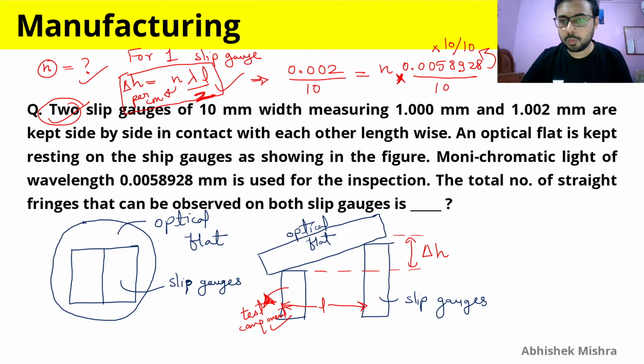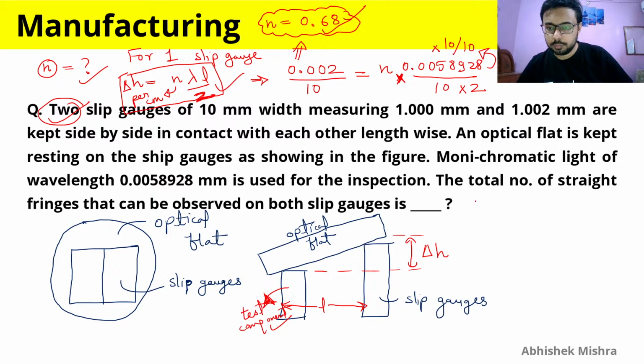So from here we can get the value of N. What is the value of N here? Since N is per centimeter, we have converted all the other units into centimeters. You just have to take care about this, and the main objective of this question is to make you familiar with this formula and understand how to use it. Here there is lambda by 2, so we have not written 2 here. So the answer is coming out as N equal to 0.68. So the number of fringes for one slip gauge is 0.68. I am just writing it here.